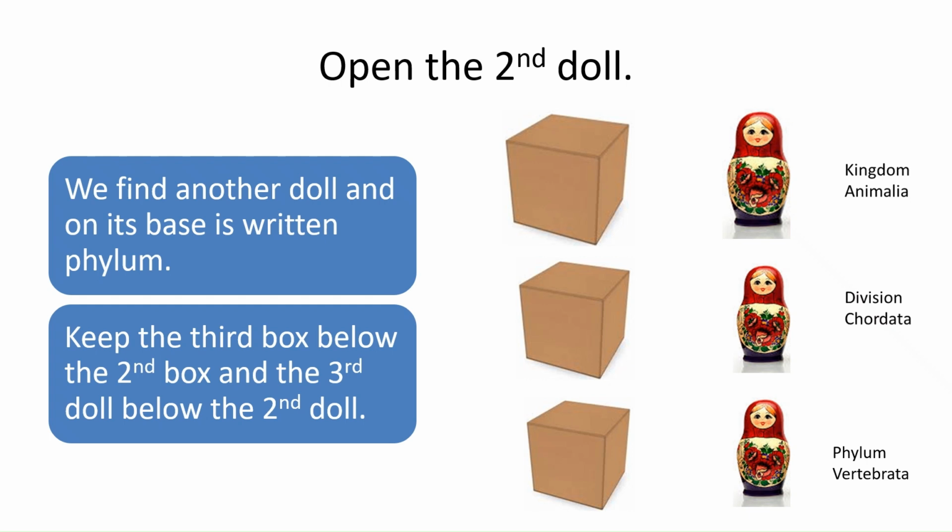Open the second doll. We find another doll inside and on its base is written phylum. Keep the third box below the second box and the third doll below the second doll. You can see how we have kept it looking at the picture to the right here.